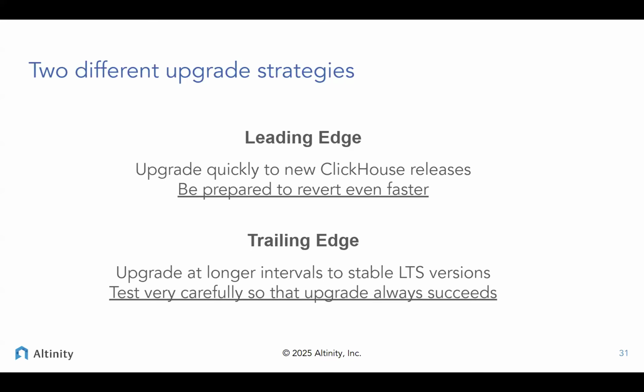Trailing edge works well for teams that are really nimble, have a lot of automation, and can upgrade and downgrade quickly. That's not true for a lot of production applications. If you're going to upgrade, you may have to schedule time to test the application against the new version of ClickHouse.